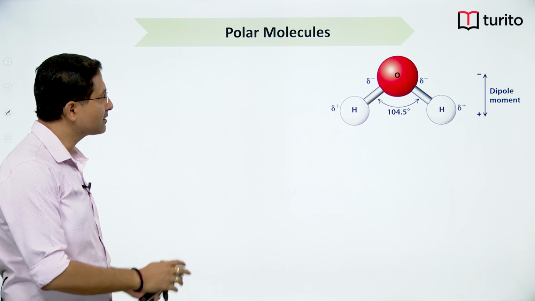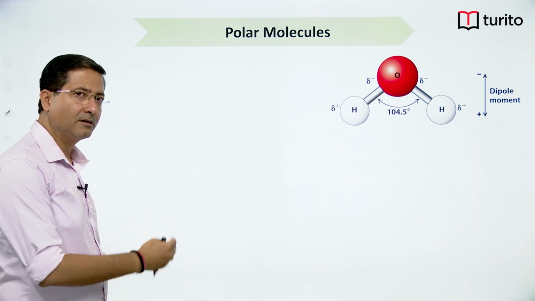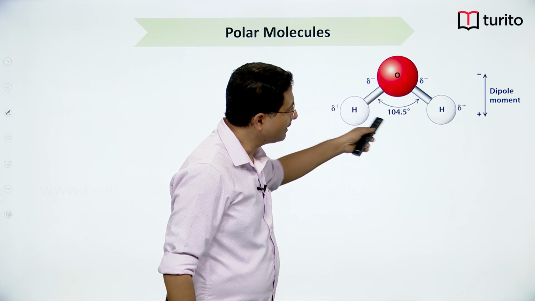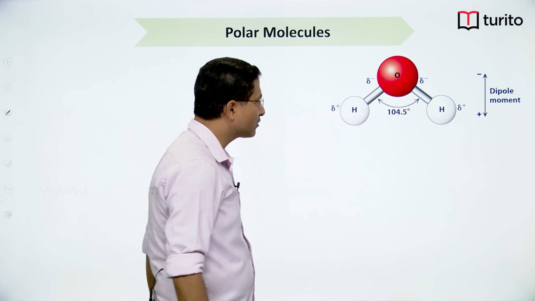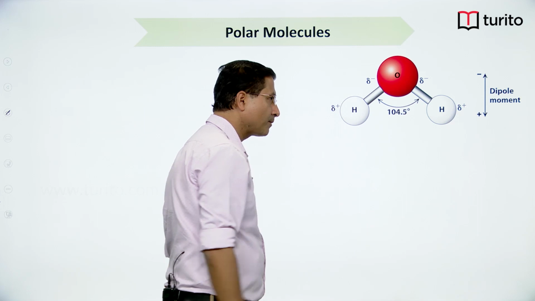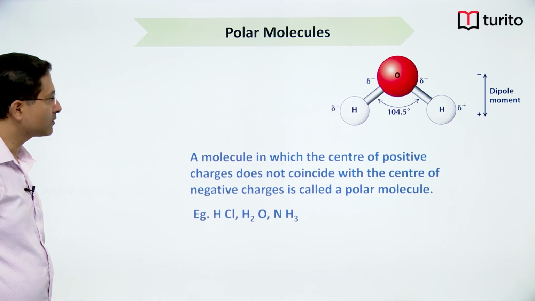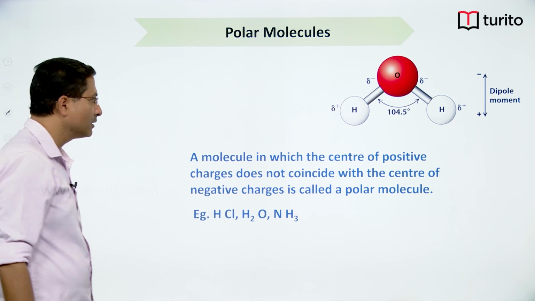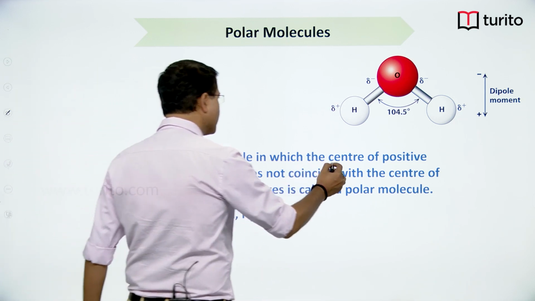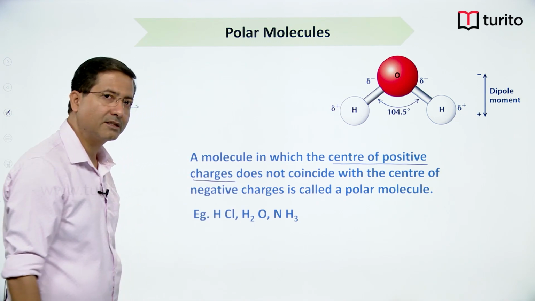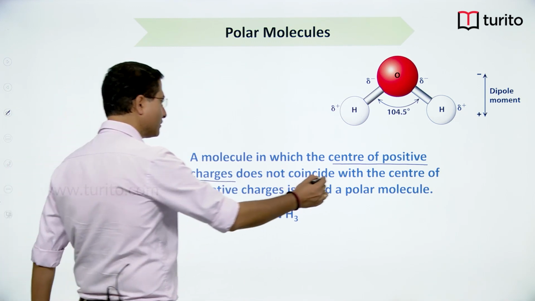So, initially there is dipole moment in the molecule, and we have seen the direction of dipole moment is from negative to positive, right. So, polar molecules are those molecules in which center of positive charge does not coincide with center of negative charge.